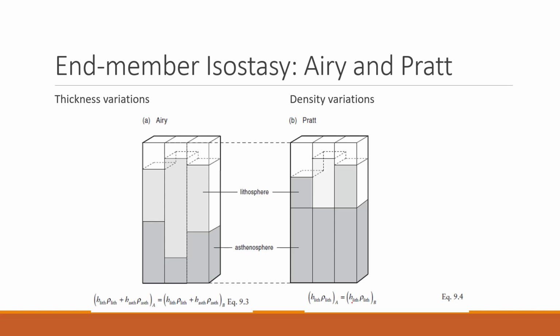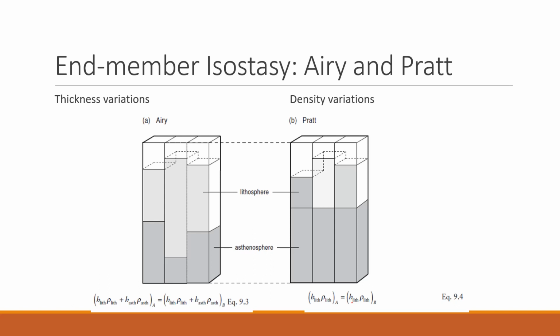Pratt is the idea that we have density variations. I'm sorry, this is the one that really explains the continental crust. So Pratt is the idea that we have different densities of material. Oceanic crust is denser than continental crust, so that's why the oceanic crust will sit a little bit lower than the continental crust, and we have that elevation of the continental crust.